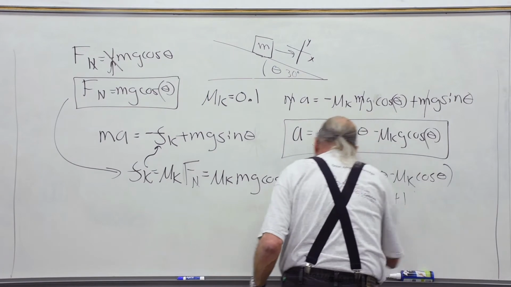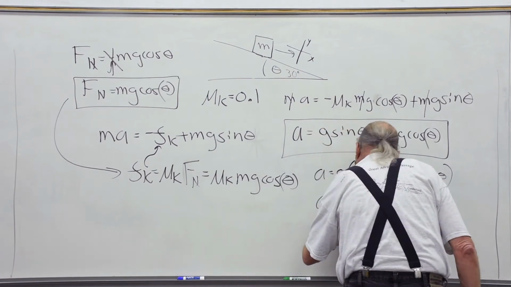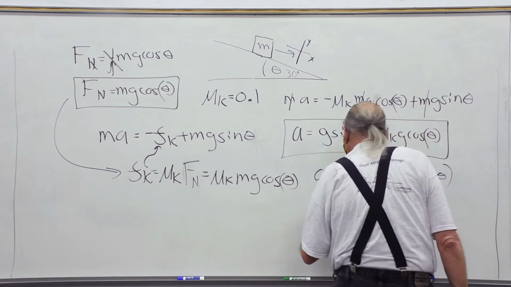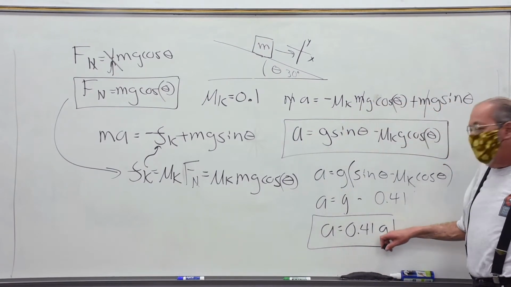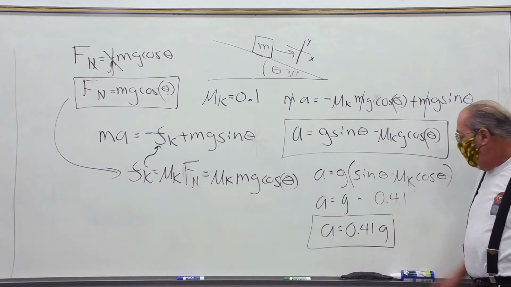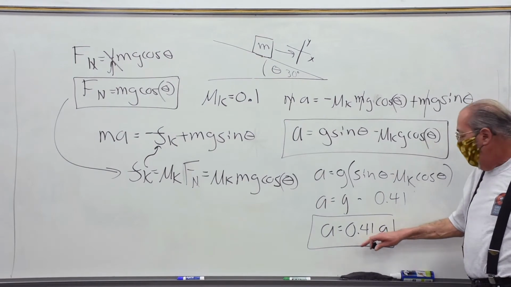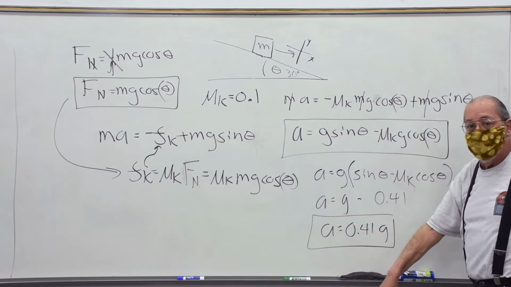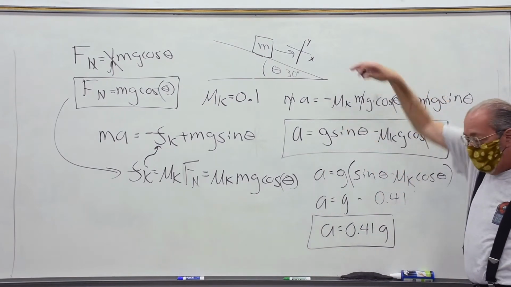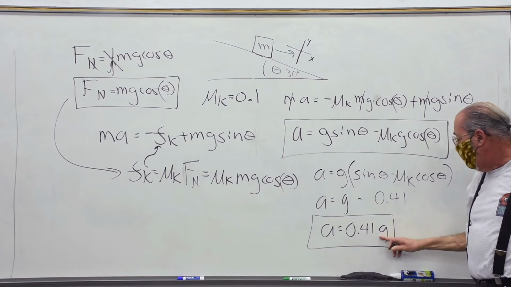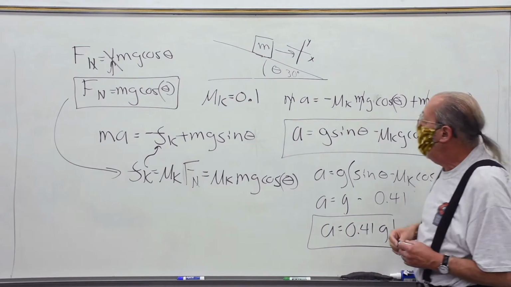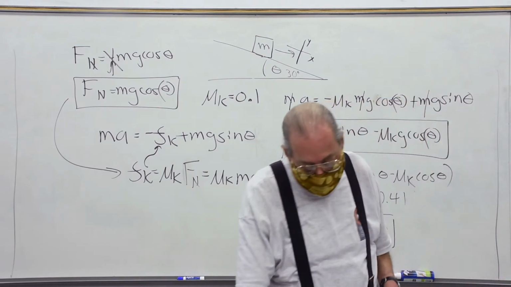Oftentimes, accelerations are given in terms of multiples of the acceleration due to gravity. You could put 9.8 meters per second squared in there and get a number if you wanted. It's about 40% of what would happen if she jumped off and went straight down. If the skier just jumped off a cliff and was in free fall, her acceleration would be g downwards. Here it's about 41% of that, going down a 30-degree hill in this case.